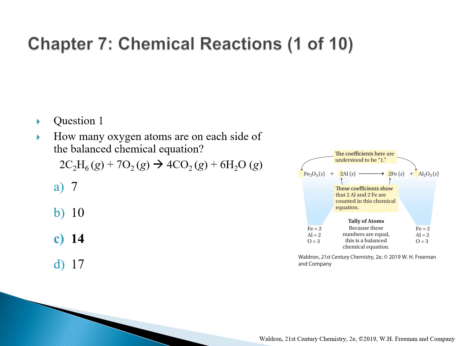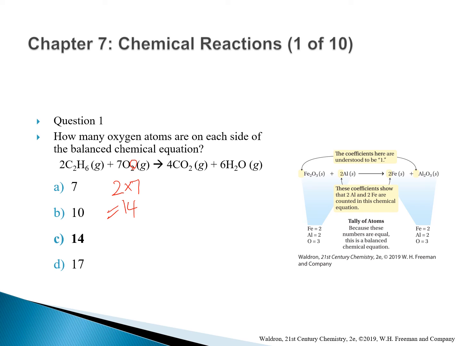The correct answer is C, 14. On the left-hand side of the equation, there's oxygen gas. Each oxygen gas molecule has 2 oxygen atoms. There are 7 oxygen molecules, so you have 2 times 7 equals 14.